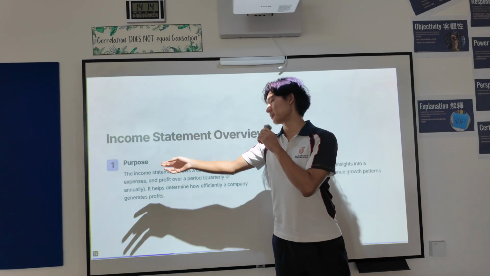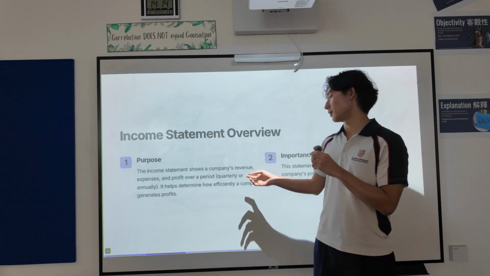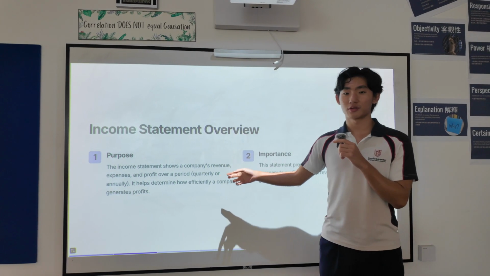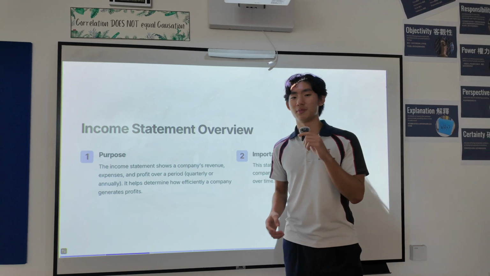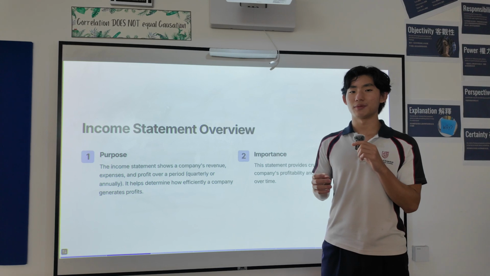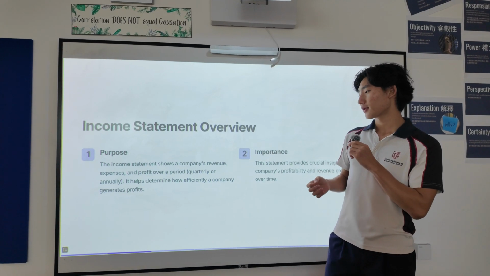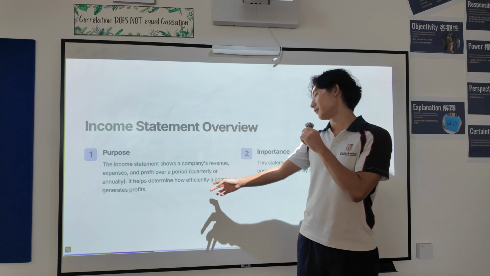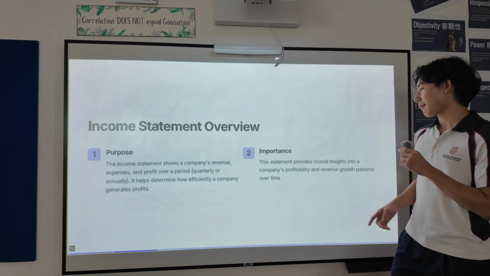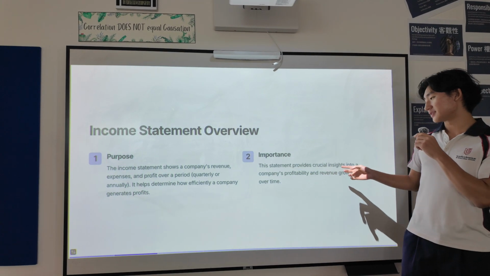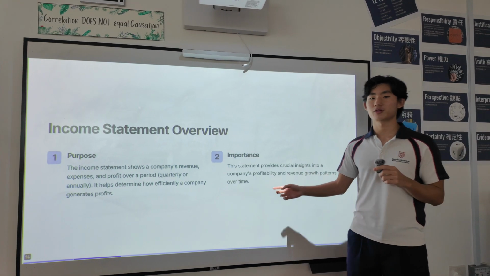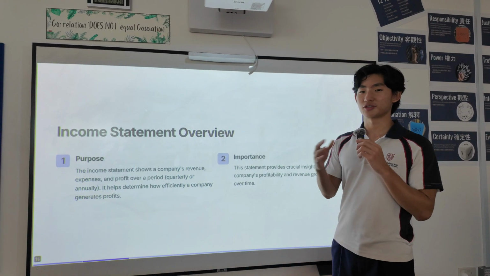So, the purpose of an income statement. The income statement shows a company's revenue, expenses, and profit over a period. It can be either quarterly or annually. Now, this only applies to publicly held companies because privately held companies don't need to disclose this information to the public because they don't have investors from the public. And it helps determine how efficiently a company generates profits. Importance. This statement provides crucial insights into a company's profitability and revenue growth patterns over time, which is what we want to see the most, long-term growth.